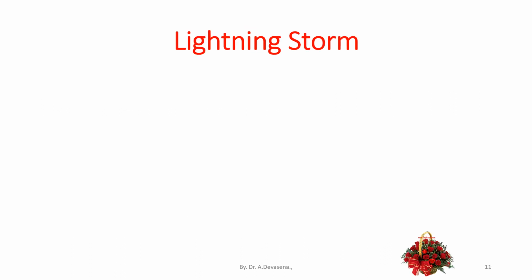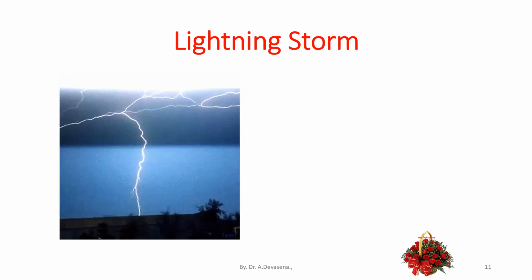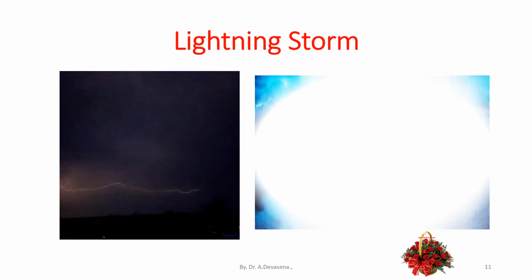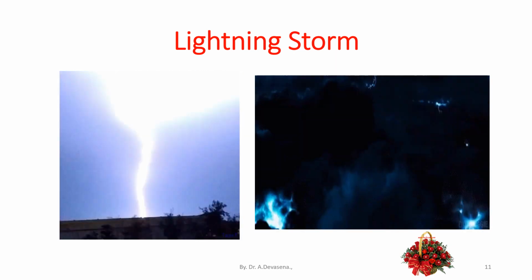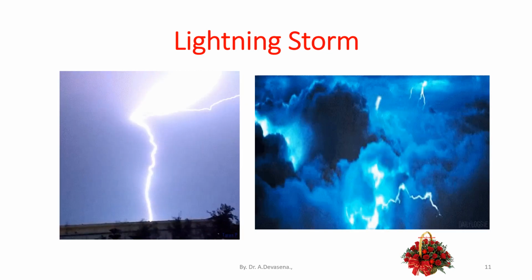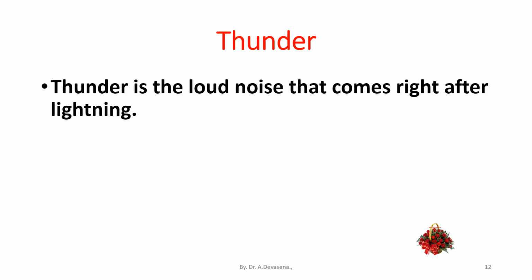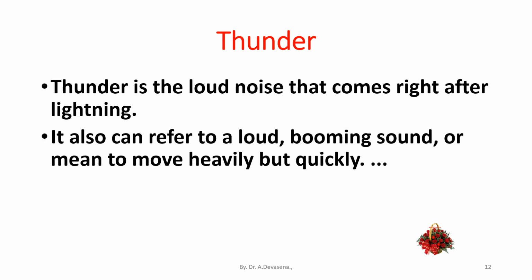Lightning storm representation. When heavy rain occurs, it causes thundering and lightning. That is being represented here. Another representation of the lightning storm. Thunder. Thunder is a loud noise that comes right after lightning. It also can refer to a loud booming sound or mean to move heavily but quickly.